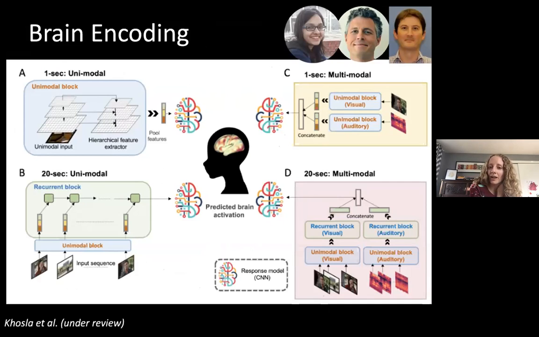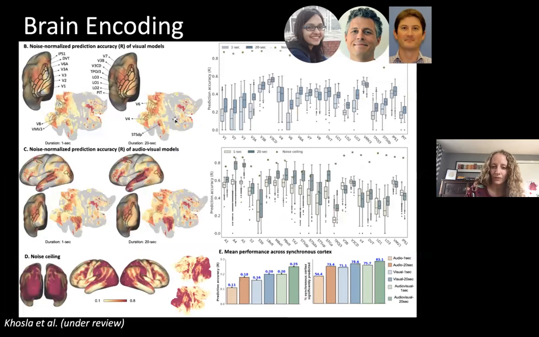Another project that I've been working on with Meenakshi Kholsa, Mert Sebanchu and Keith Jamieson in my lab is this brain encoding model. So here we had the HCP movie watching data. And what we did was we used different types of neural networks to extract the features from the visual images that are presented, and then also the features from the auditory stimuli. And we used either 1 second or 20 seconds of data in this prediction encoding model. And we were able to show pretty good agreement with the actual brain activity for the visual, the auditory and the multimodal models.